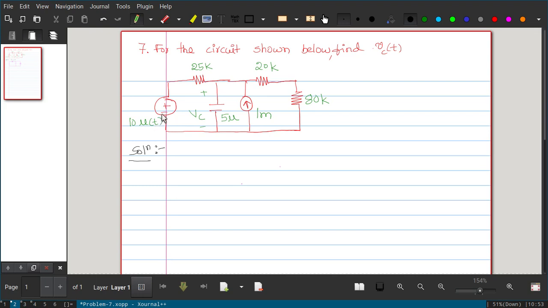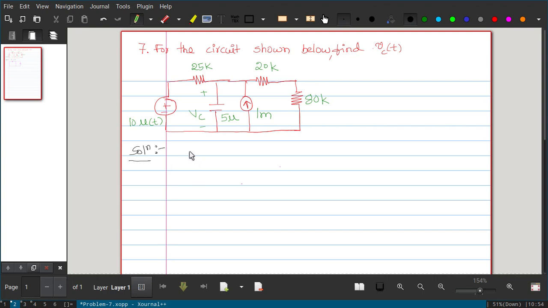When t is less than 0, this voltage source will have a value of 0 volt. After t equal to 0, it will have a value of 10 volt. There is a 1 milliampere current source, one capacitor of 5 microfarad, and you have resistors here.